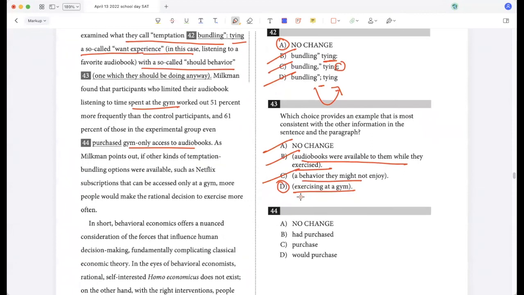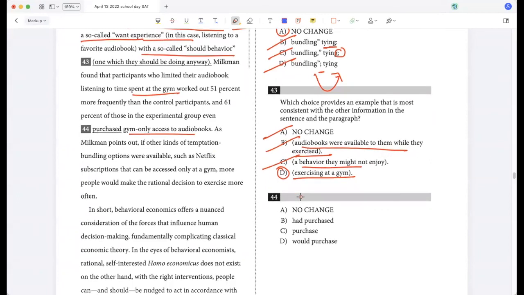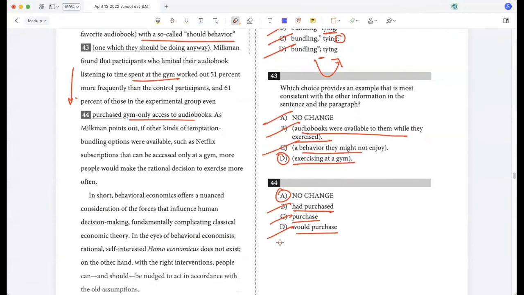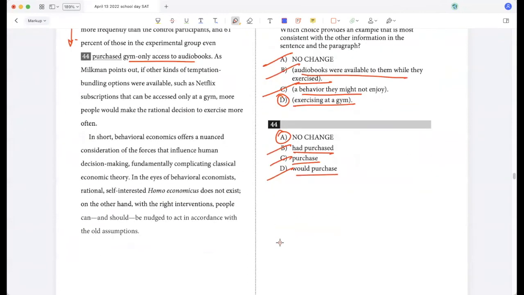Okay, Milkman found that participants who limited their audiobook listening worked out more frequently than the control participants, and 61% even purchased gym-only access. So I'm just using the simple past tense in the sentence, so this makes sense. This is past perfect, this is present, and this is again not past. So none of these make sense. Okay, that was the last one.